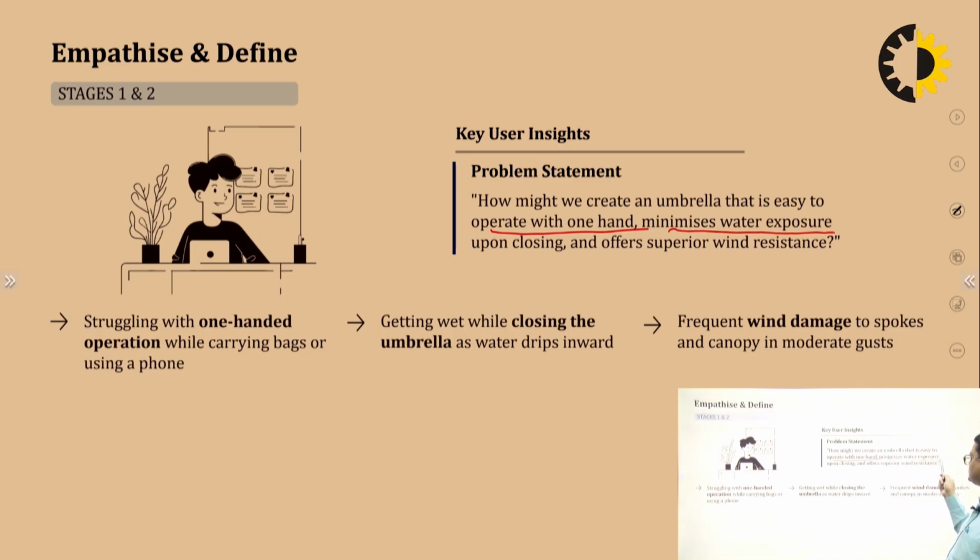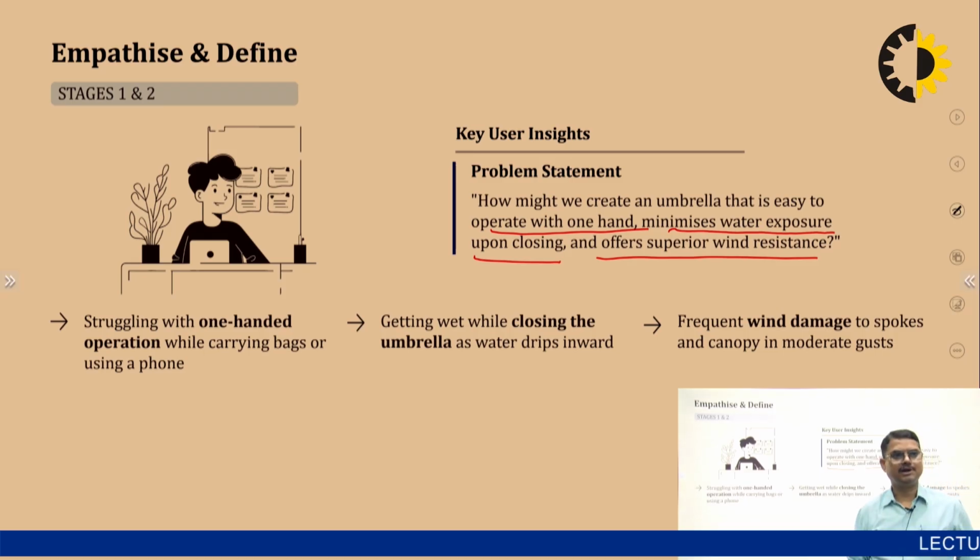Minimizes the water exposure upon closing. When we are closing down the umbrella, the water exposure should be minimal or should not be there at all, and offers superior wind resistance. So these are the 3 criteria on which we want to design our new umbrella.